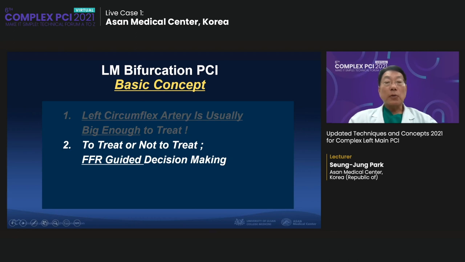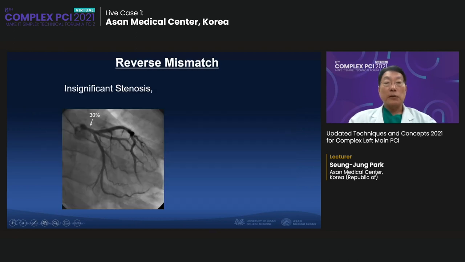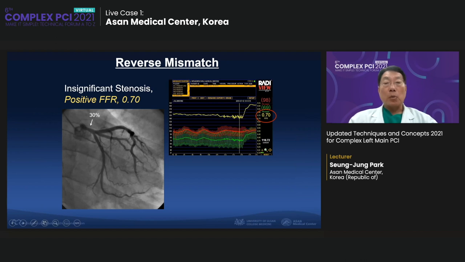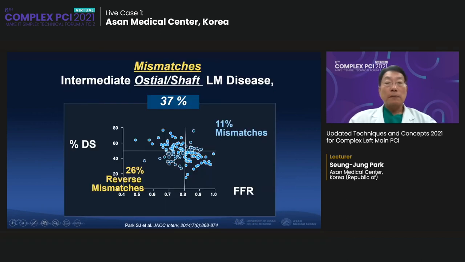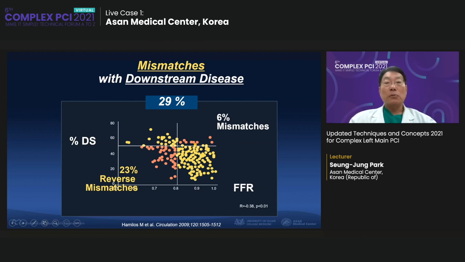To treat or not to treat, we have to consider FFR guided decision making. Look at this, the typical case: insignificant stenosis by angiography, 30%, however, positive FFR value of 0.7. If you look at the inside, there are some plaque ruptures, even a relatively big minimal lumen area of 6.2 millimeter square. And if you look at the mismatch concern, in intermediate ostial shaft lesions, 37% mismatches, and among them almost 26% reverse mismatches, and downstream disease, left main disease, 29% mismatches. Among them, 23% reverse mismatch. There will be a higher frequency of reverse mismatch in left main intermediate disease.